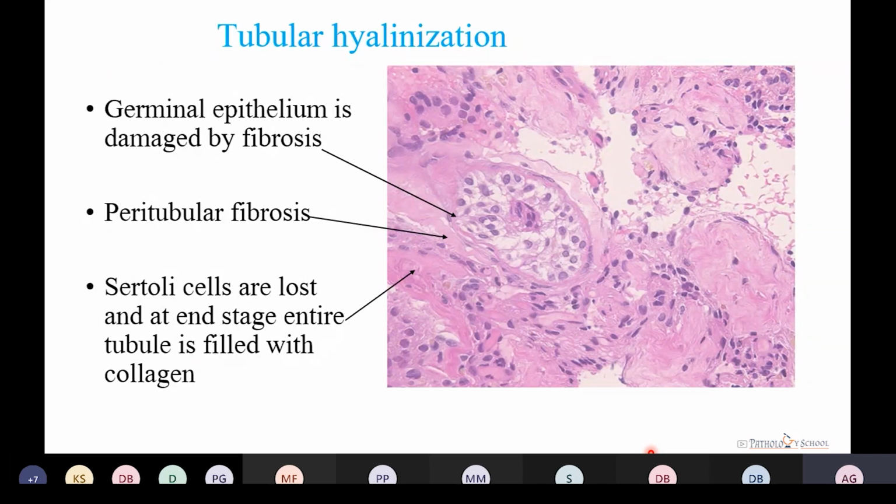In the microscopic section, we can see the germinal epithelium is damaged by fibrosis. There is peritubular fibrosis, and Sertoli cells are lost, and in end stage, the tubules are filled with collagen.